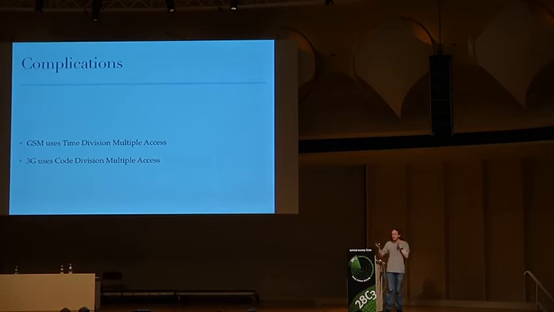GSM uses time slots, and 3G has its symbol codings. And these things are also difficult to work around. And in some cases, it might be that there is no workaround. But there's a lot of new work to be done in porting this attack to new sorts of radios, and a lot of them are going to be vulnerable.